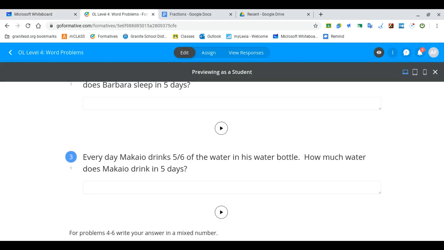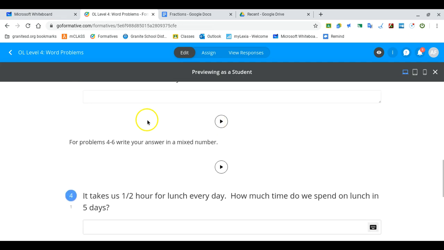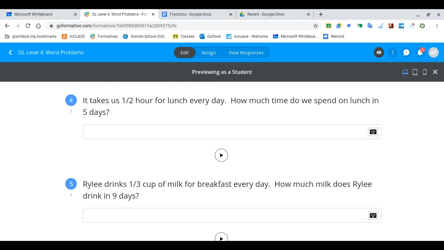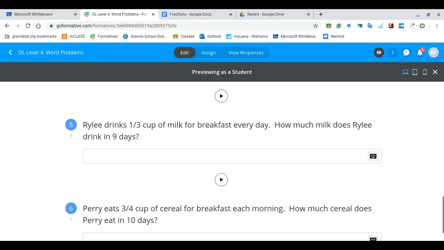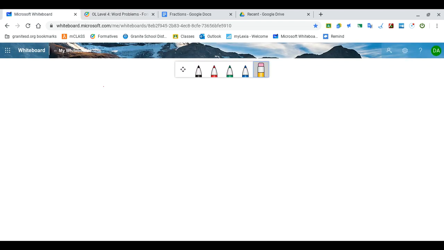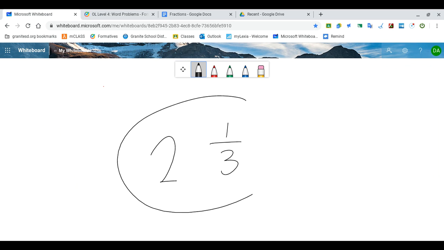Now, if I go back and look at the directions here, it says for problems 4, 5, and 6, write your answer as a mixed number. So you might solve it as an improper fraction like you did for 1, 2, and 3, but then you need to convert it into a mixed number. So for 4, 5, and 6, your answer is going to be a mixed number, which might look like 2 and 1/3. I don't know, that's not a real answer, but this is a mixed number.